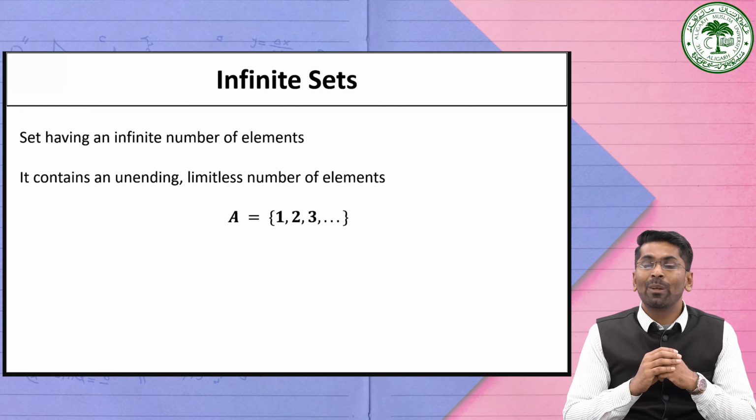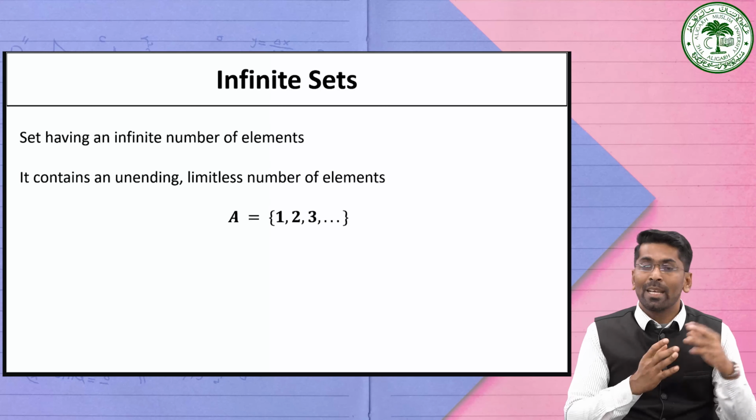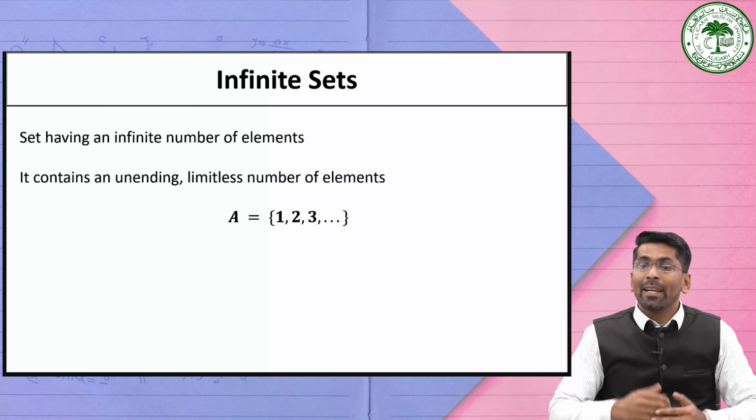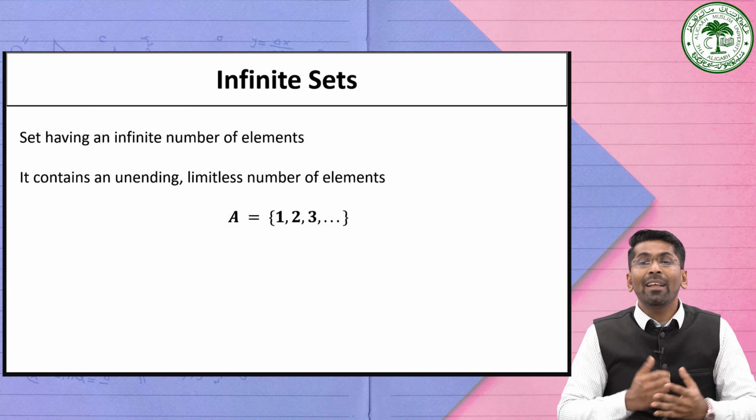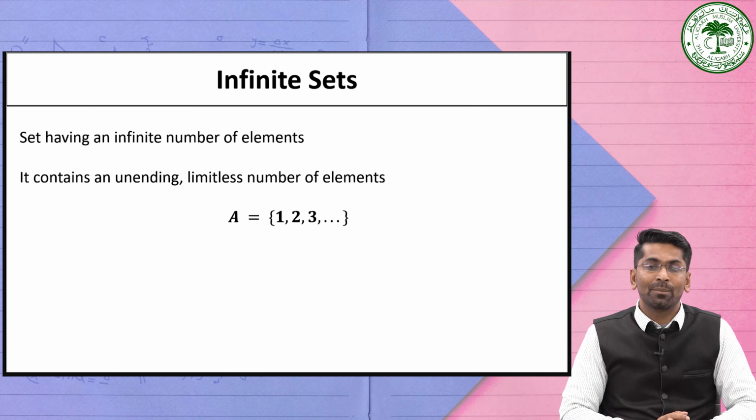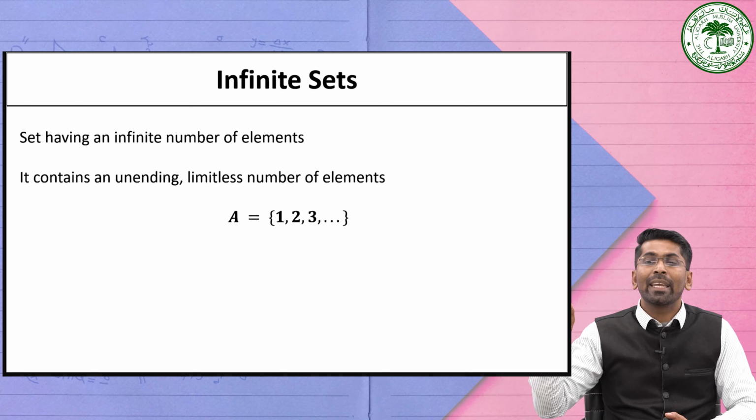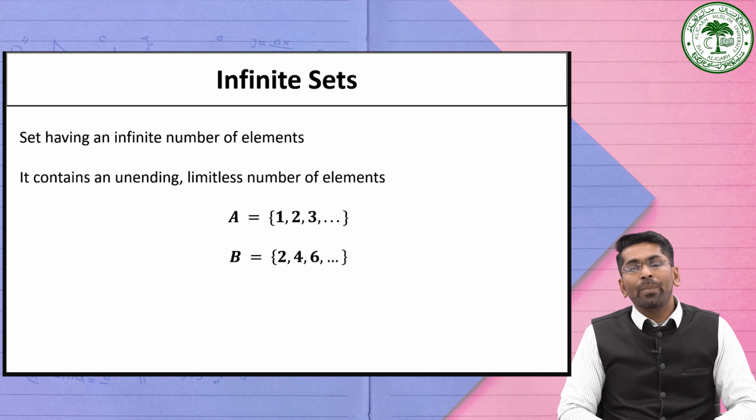What do you mean by this particular set? This set includes all the natural numbers starting from 1 and continuing indefinitely. It is an unending, limitless number of elements. Therefore, we can say that this given set, that is set A equal to {1, 2, 3, ...}, is an infinite set.